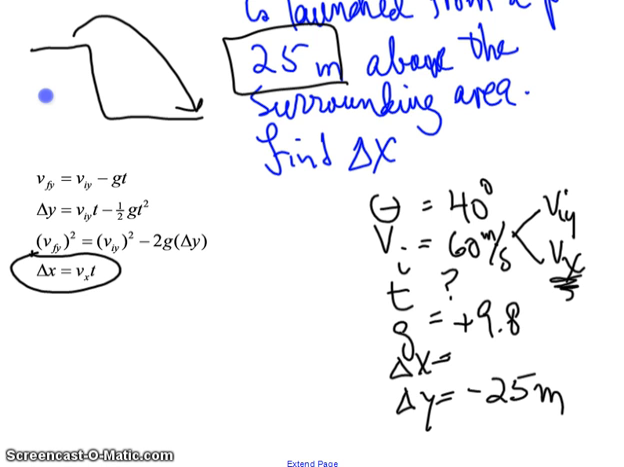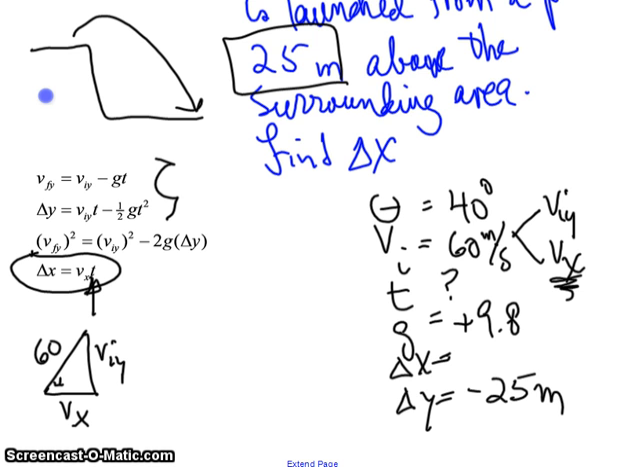What else do we need to know? We also need to know the time. We don't know that time. So we got to use one of these equations to find the time. So let's see how we do that. First, let's figure out our triangle here. So we have this. This is 60. V initial y is the vertical component. Vx is the horizontal, and the angle is 40 degrees.